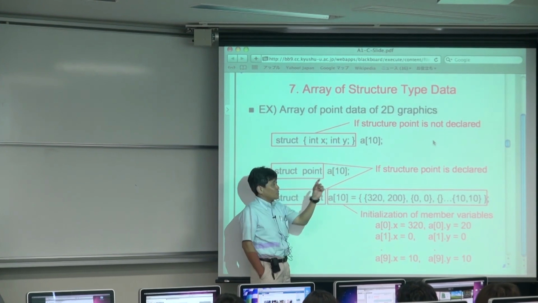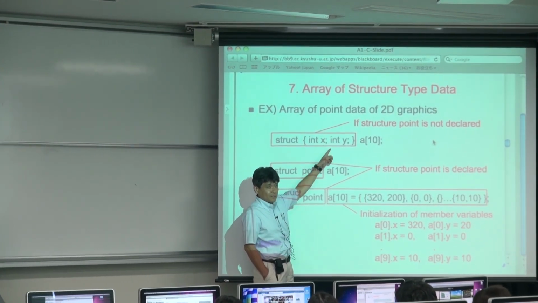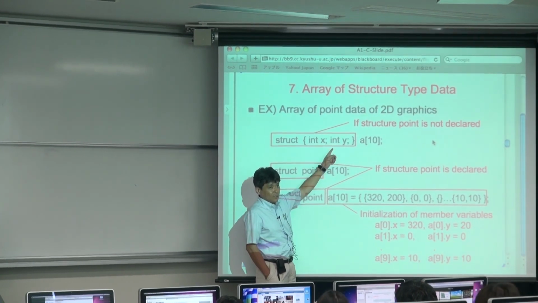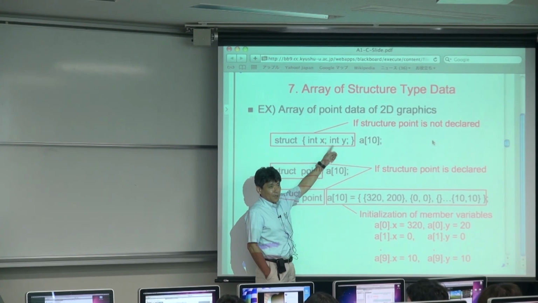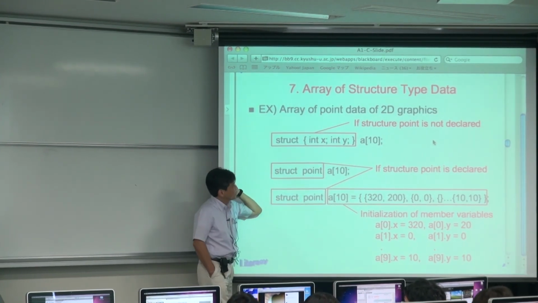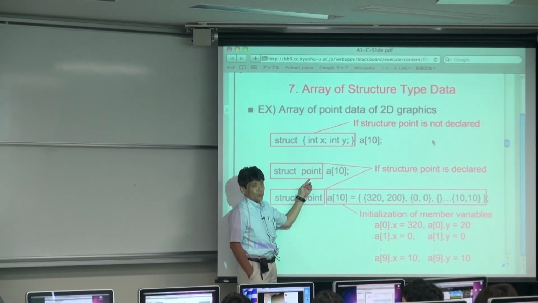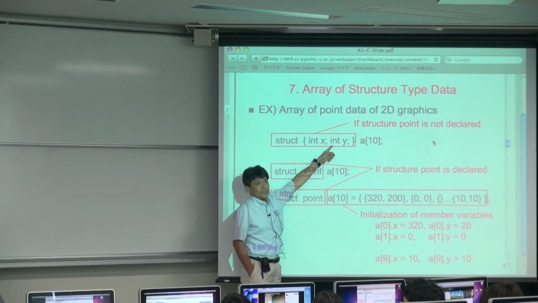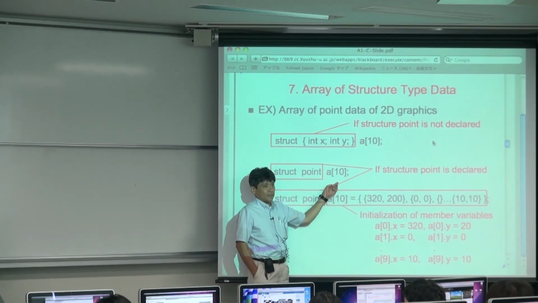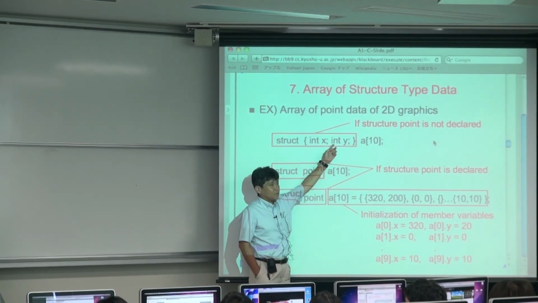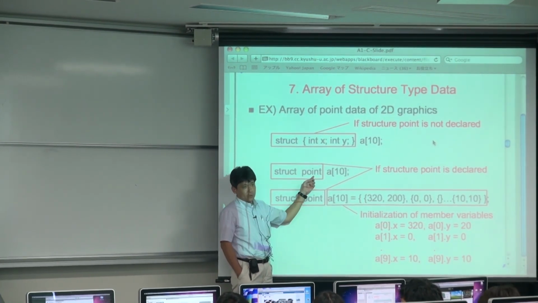Okay, so each element is structure type data. Such a structure is a point. It has x and y as member variables. If you define the structure name point for these structures, you can declare variable A similar to this using the point. This is a structure point.